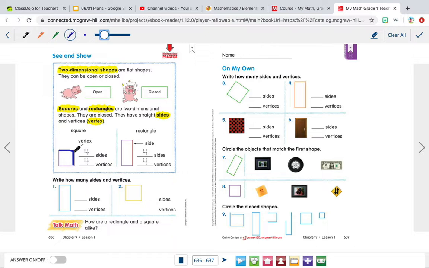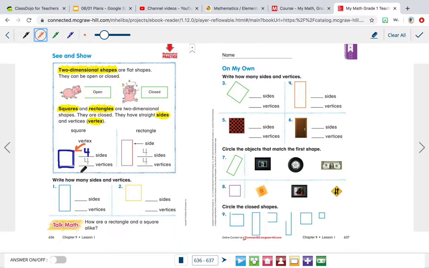So that's a vertex. So let's count this square. This square has 1, 2, 3, 4 sides. Now let's count the vertex or the vertices. So it's either vertex or vertices. I know that's kind of a hard word, but don't worry. So if it's one vertex, then it's vertex. But if it's more than one, it's vertices.